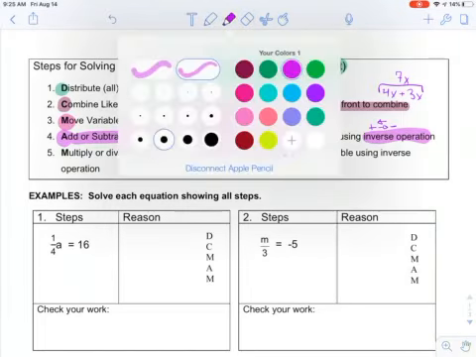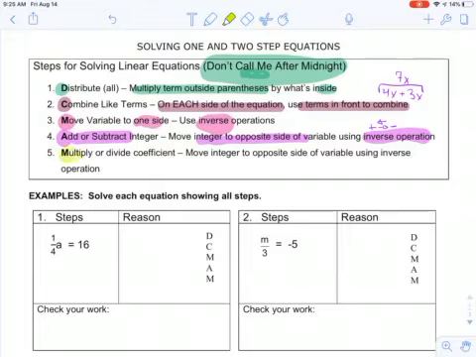And the last M stands for multiply or divide the coefficient. So we are getting that number that's right in front of the variable to go to the opposite side of the equation using the inverse operation. So for example, the opposite of multiplication, which looks something like this, 2x, that means multiplication. The opposite is to divide, and the opposite of division is to multiply. And when we see division, it would look something like this, x divided by 4.